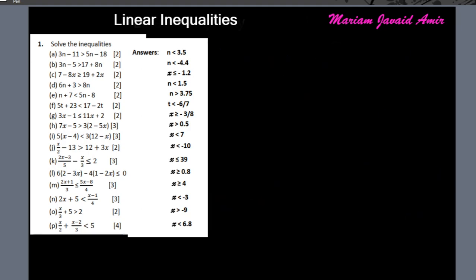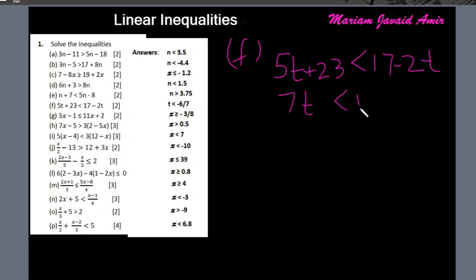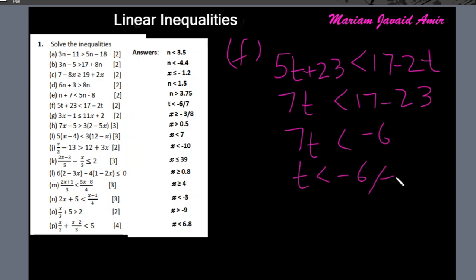Next part F, which is 5t plus 23 less than 17 minus 2t, which gives us 7t less than 17 minus 23, which gives us minus 6, and then t is less than minus 6 over 7.